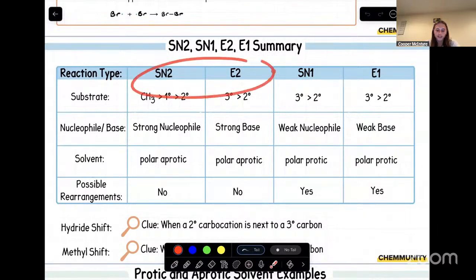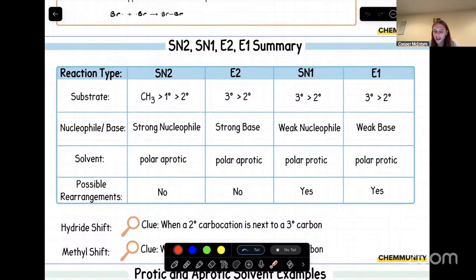And in terms of SN2 and E2 reactions, what's nice about these reactions is they will not undergo any carbocation rearrangements. More specifically, because they don't form any carbocations, the main theme behind those is that they are concerted reactions. And if you forget what that means, a concerted reaction is a reaction that happens all in one step.